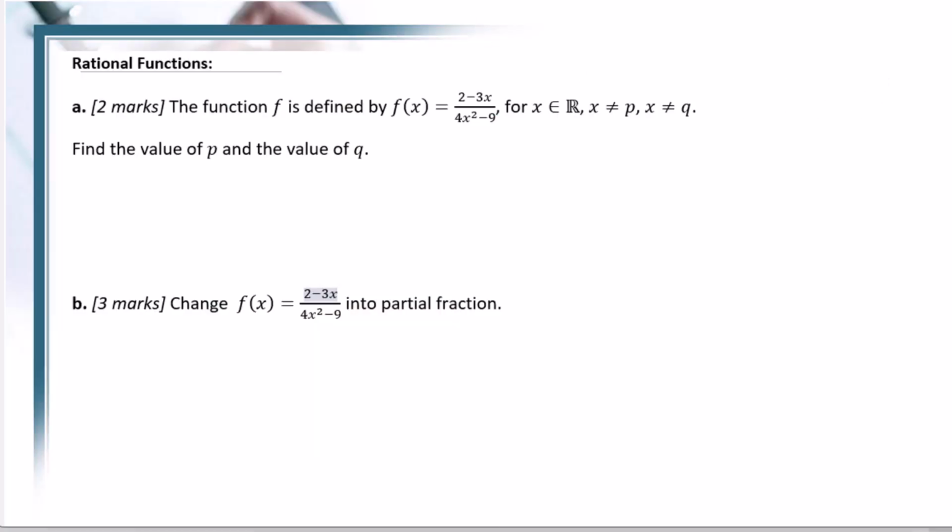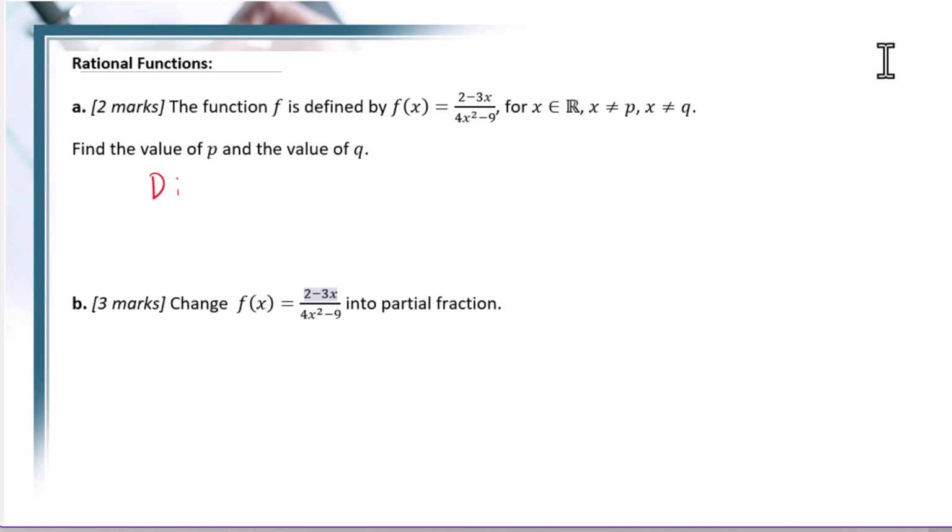This video is about review for rational functions. The function f is defined by f of x equals (2 minus 3x) over (4x squared minus 9), for x all real numbers, but x is not equal to p and x is not equal to q. Find the value of p and the value of q.